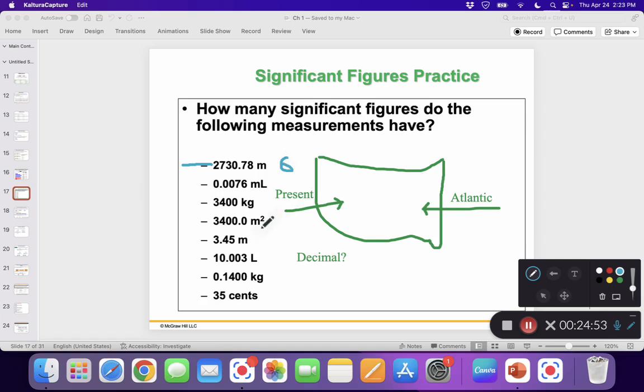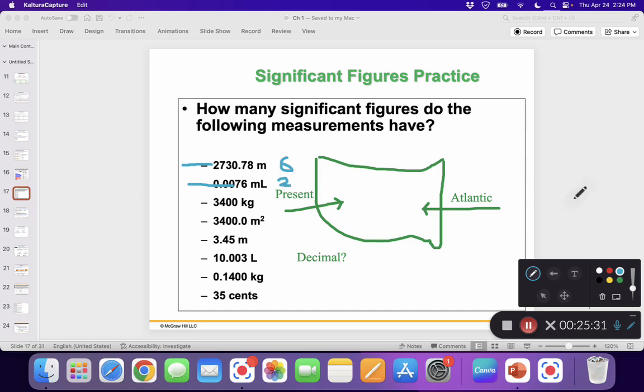Let's work on the second one, 0.0076. Again, this number also has a decimal, so I have to start from the Pacific side, from the left-hand side, to count. But when I start counting, I encounter these zeros, so I don't count them. We have to start from the first non-zero number, which is 7, and then keep on counting all the numbers behind it. So 7 and 6, I have two numbers. So the significant figures of this number is 2.